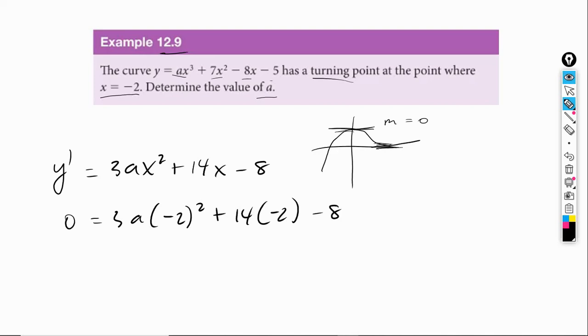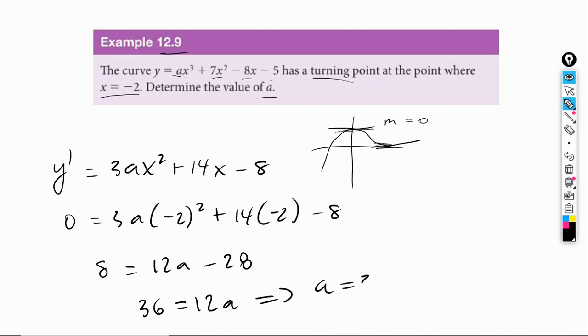So let's do the math here really quick. So this would be 8 is equal to 4 times 3, 12a, minus 14 times 2, that would be 28. And then we send that to the side, so this would be 36. 36 equals 12a. Therefore, a equals 3.